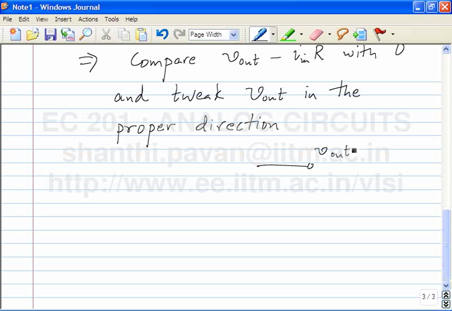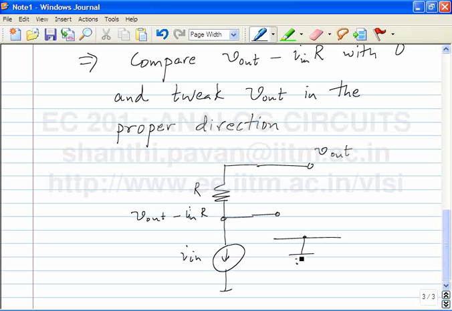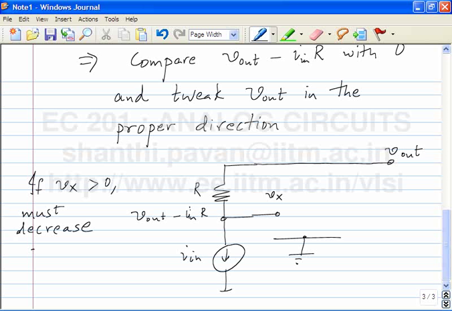So if this is V out, how will I subtract IN times R? A simple way of doing this is the following. If this is IN and this is R, then this potential is V out minus INR. So I should compare this potential with ground, and what should I do? Let me call this Vx. So if Vx is greater than zero, I must decrease V out.